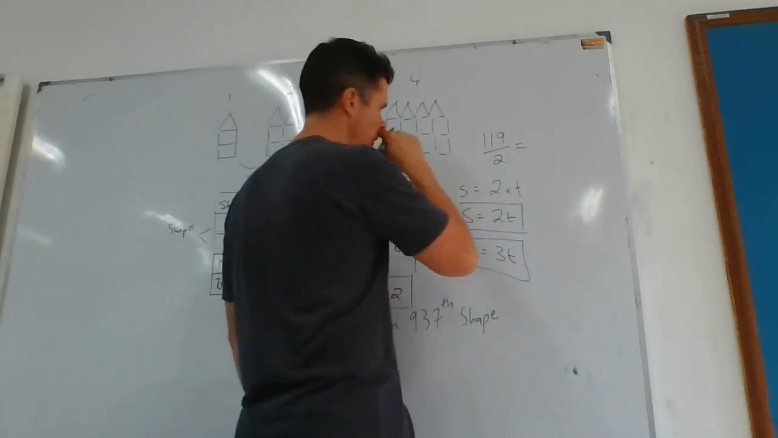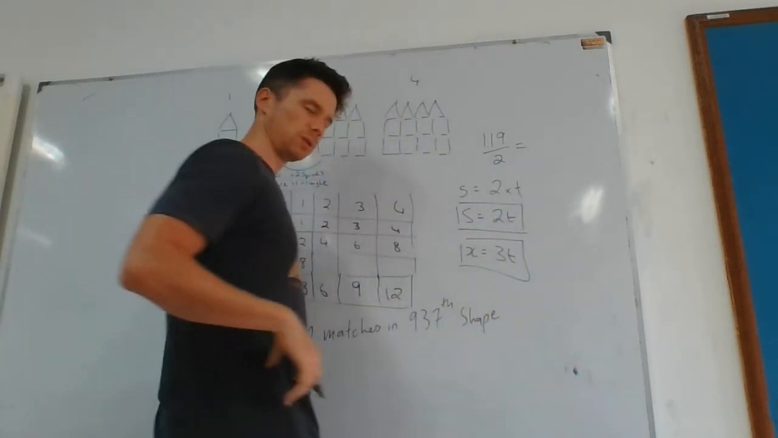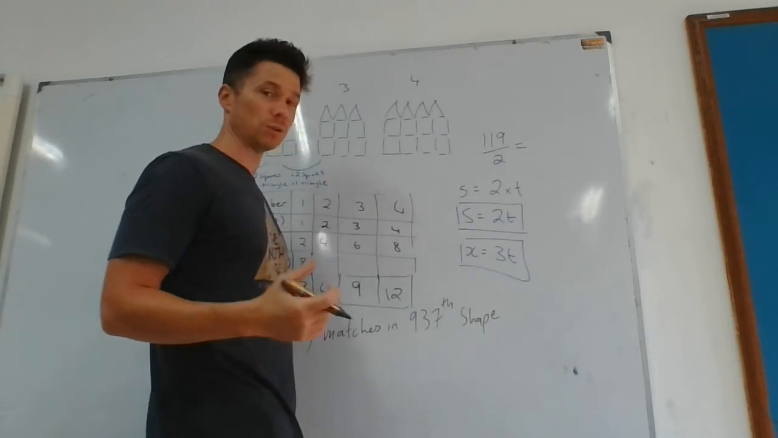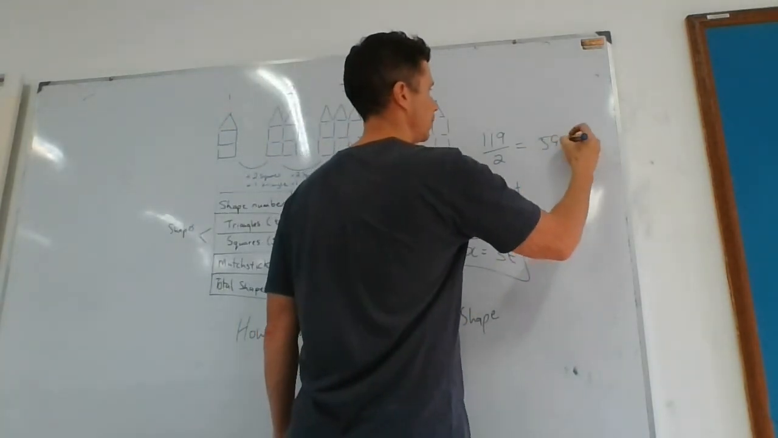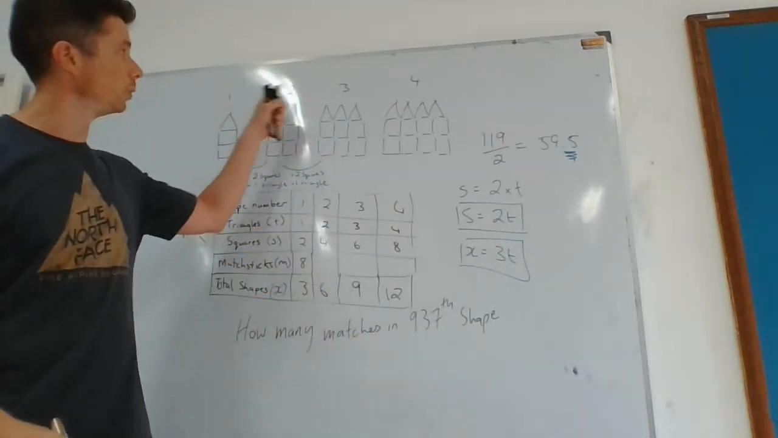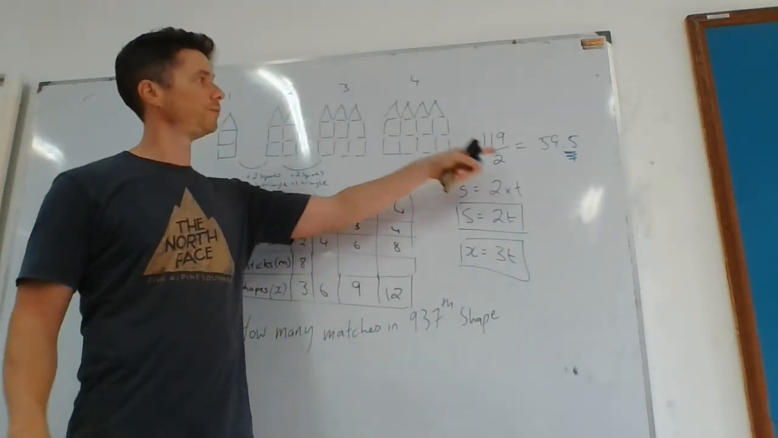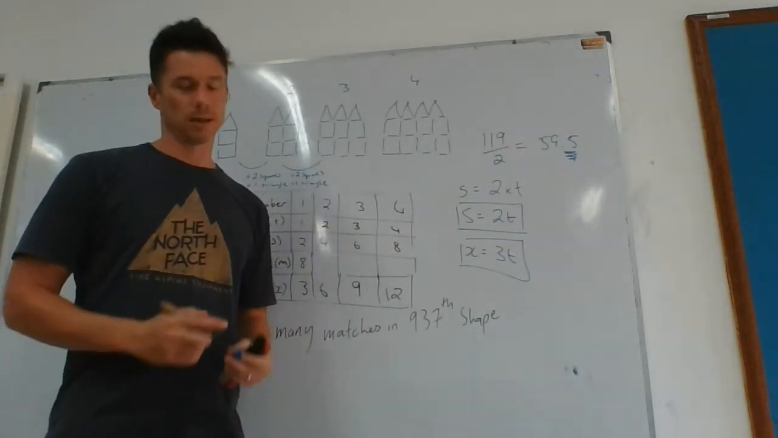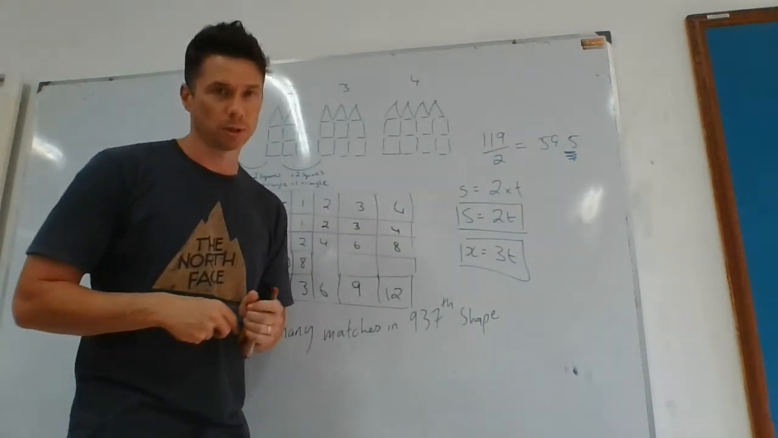So 2 into 119 goes, testing error. 60 would be 120, so it's going to be 59.5. So that 0.5 rules it out as a sequence because they have to be whole numbers in the sequence. There is no 59th and a half in the sequence. So something like that would be a correct answer.